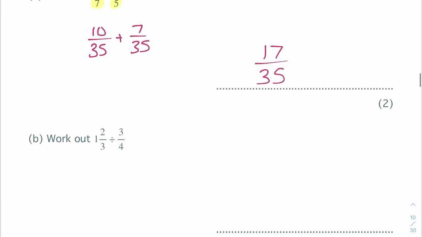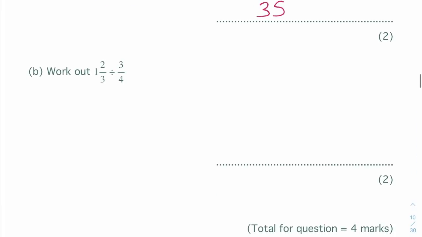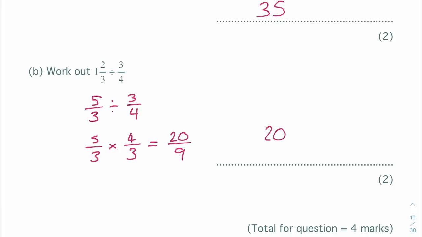So for part B, we're dividing, so we need to make the first fraction top heavy first, or improper. So the whole number times the bottom is 3, add the top is 5, so we've got 5/3 that we're dividing by 3/4. So we can just do 5/3 multiplied by 4 over 3, and that gives us a final answer of 20 over 9. That's absolutely fine for us to leave our answer like that, as it doesn't say to give it as a mixed number or anything like that. So 20 over 9 is our final answer.